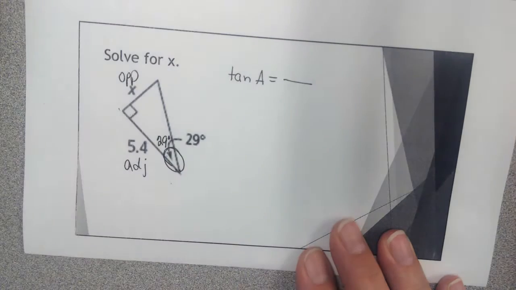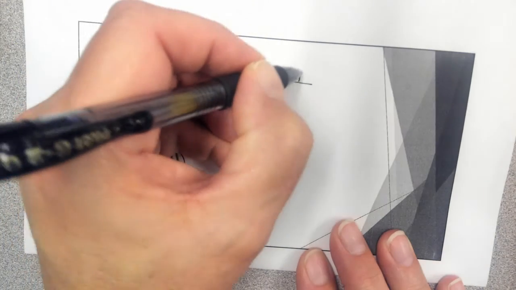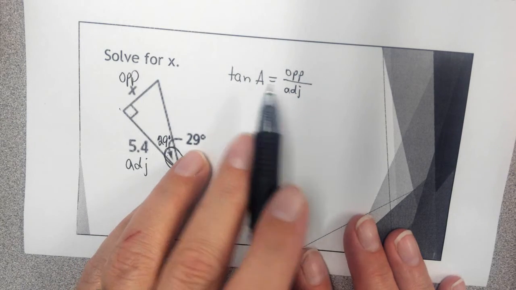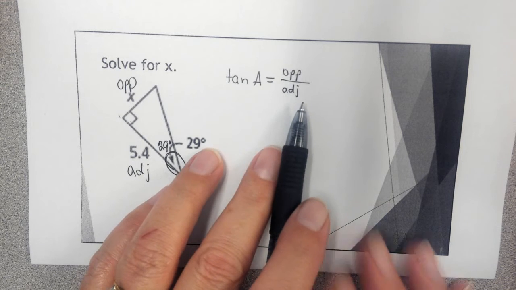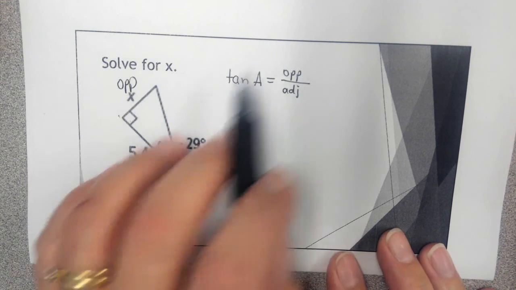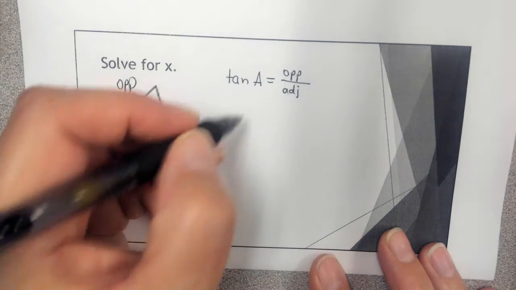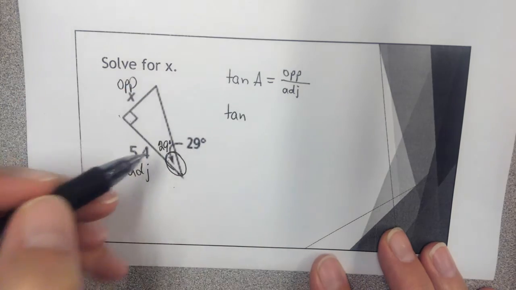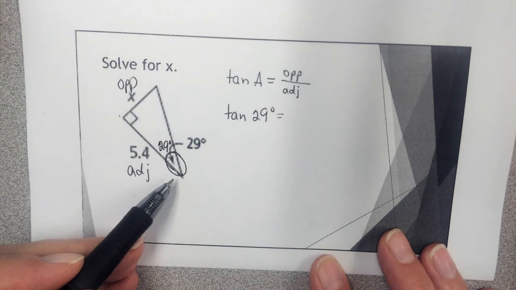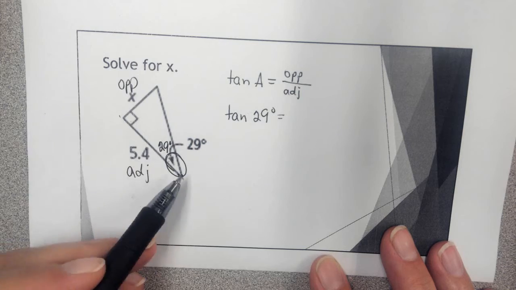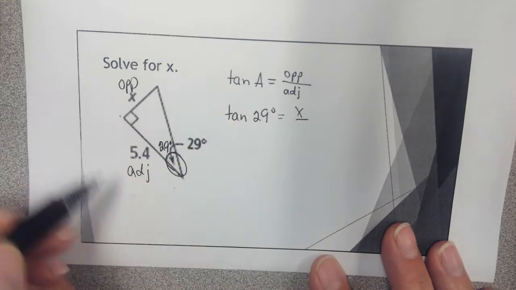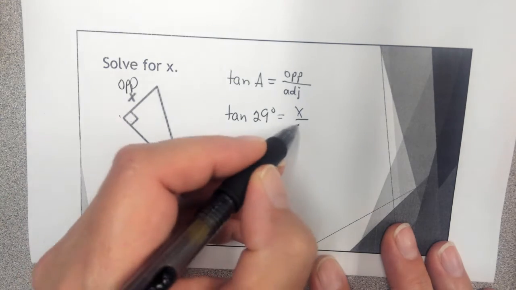And then on the other side we have opposite over adjacent. And I'm going to use, A is an angle, the capital A is an angle. And for adjacent, I'm going to use all three letters so I don't confuse it with the angle, because A stands for lots of things. So this is your formula. And we're going to substitute in the angle measure for A. That's the 29-degree angle that we started with. That's our reference angle. And then we said the opposite was the x. And adjacent is the 5.4.